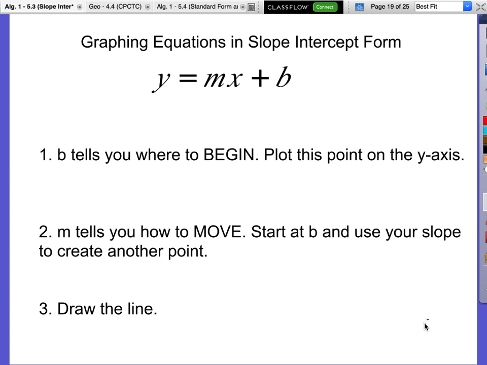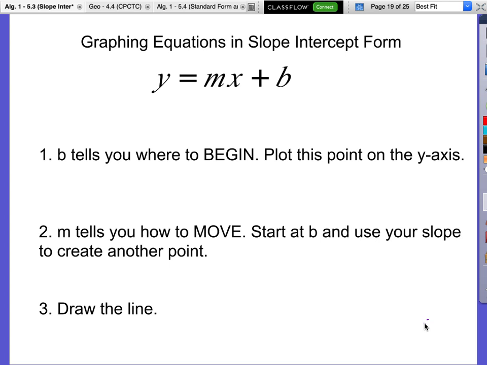So, graphing equations in slope-intercept form. Y equals mx plus b is our slope-intercept form. B tells you where to begin. B is the what? Y-intercept. Very good. So we're gonna plot that point on the y-axis first. It says plus 5, so we plot it at 5 on the y-axis. M, the slope, tells you how to move. You start at b and use your slope to create another point, which is why we keep it as a fraction.